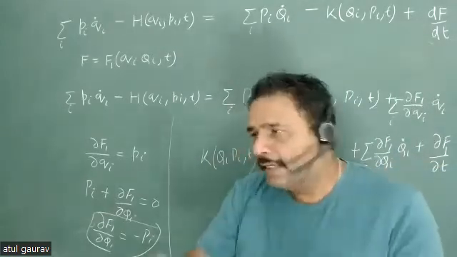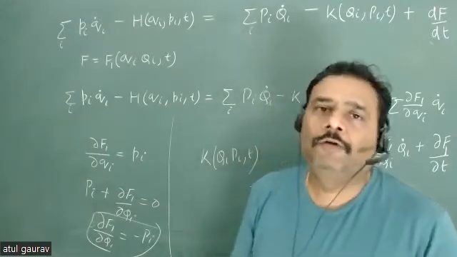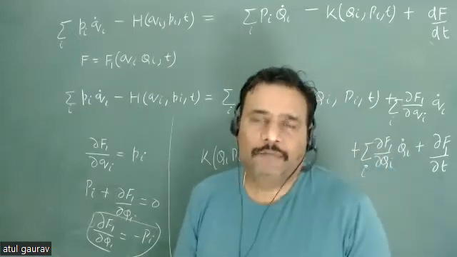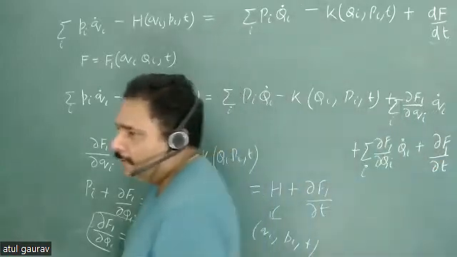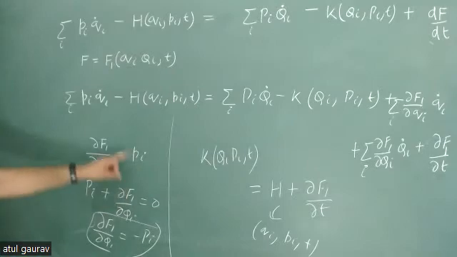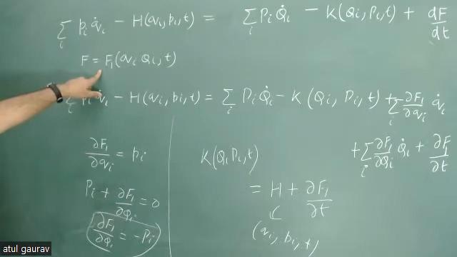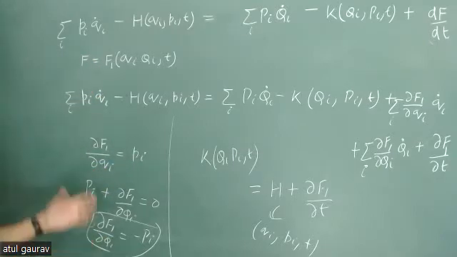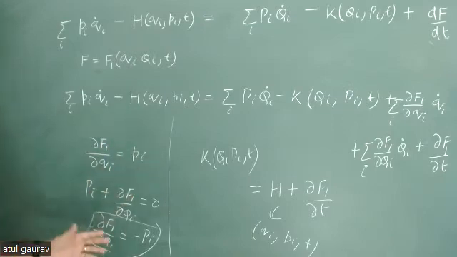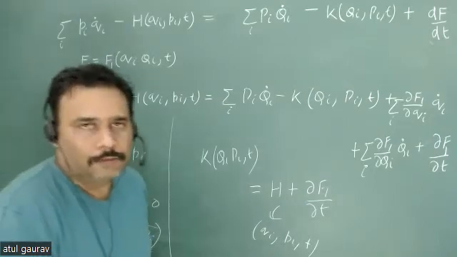So don't try to write the thing directly. We will try to solve one or two problems where the generating function is actually a function of time, and you can see the thing is going to change very nicely. So you have this relationship. Somehow you can estimate what your generating function is. And once you estimate this generating function, you can easily write what your conjugate variable will be. And once you know the conjugate variable, you can find what your new Hamiltonian will be.